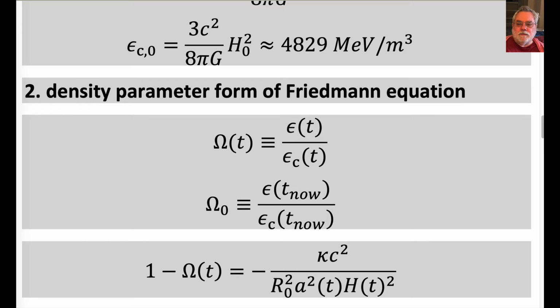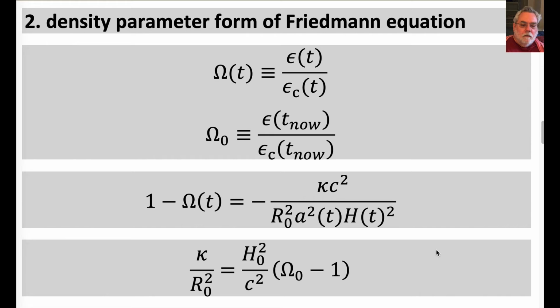We divide Friedmann's equation by the Hubble parameter squared and rearrange to get this new form. Now we set time to now with scale factor 1 and rearrange to get this equation.